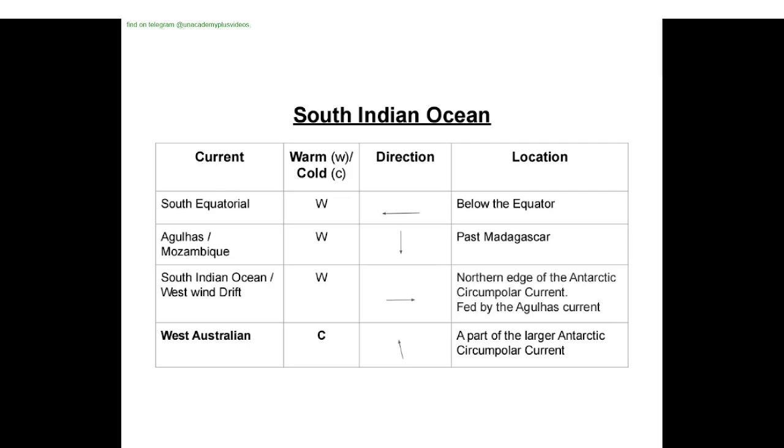In the South Indian Ocean, South Equatorial, Agulhas or Mozambique, and South Indian Ocean or West Wind Drift are warm, whereas the West Australian is the cold one.